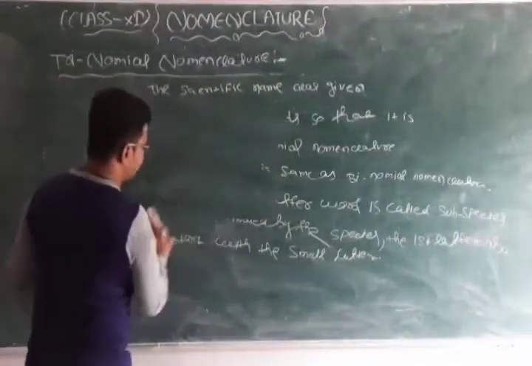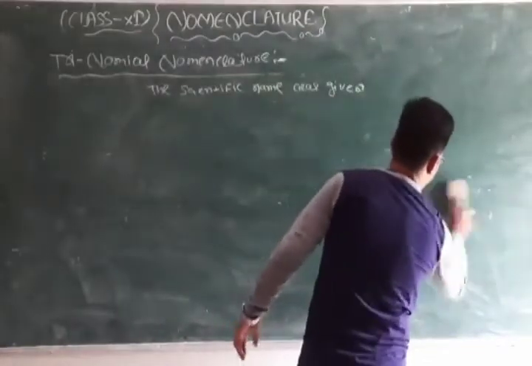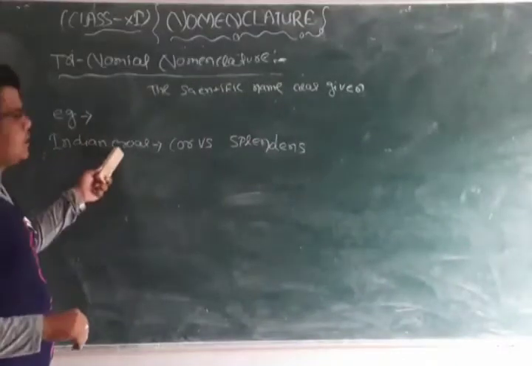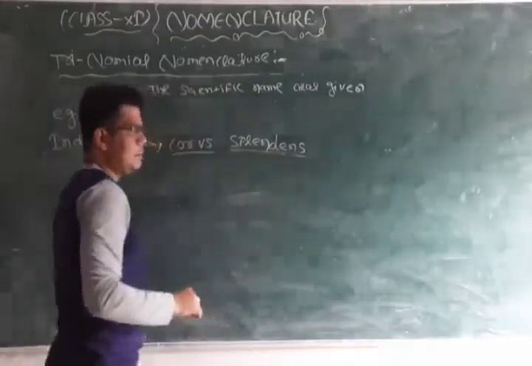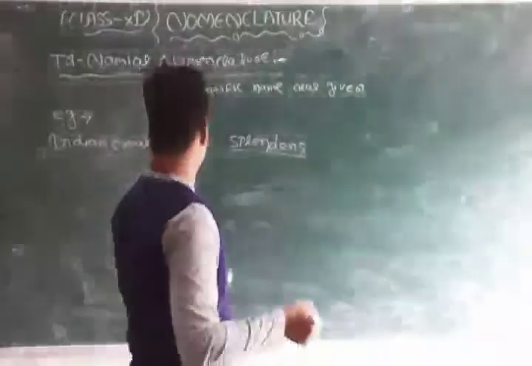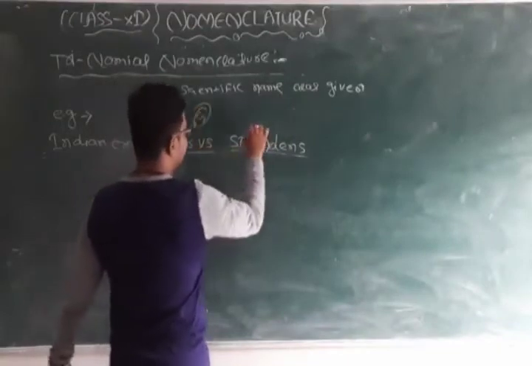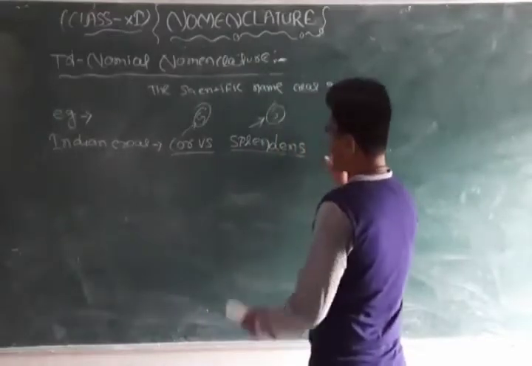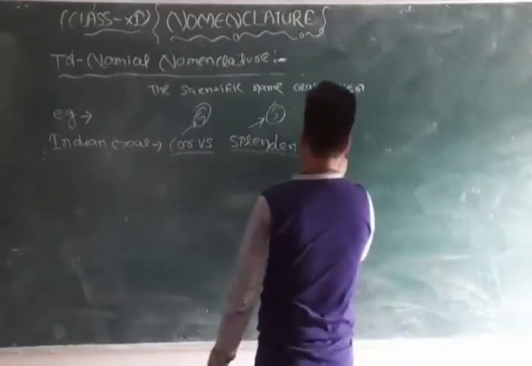I can give one example of the trinomial nomenclature. One example is the Indian crow. Generally it is called Corvus splendens, but due to some difference in the Indian crow, the Sri Lankan crow and the Burmese crow, the 3-letter naming was started. Corvus is the genus and splendens is the species, and the subspecies is followed by this species.